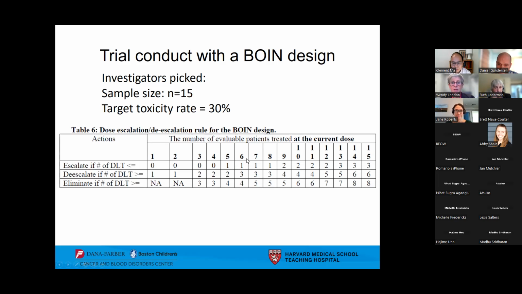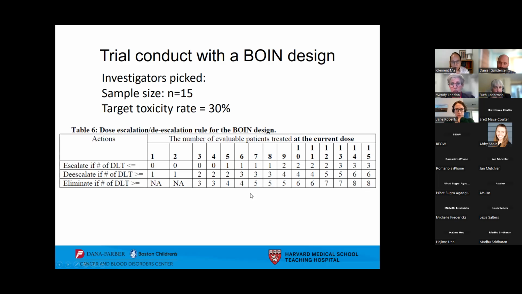So 6 patients who are being treated at the level. And then of those 6 patients, the investigator simply needs to look at the other numbers in the column to see how many DLTs have been observed in those 6 patients. And if there's 1 patient, then the recommendation from the Boyne design is to escalate to a higher dose level. If there are 3, then we de-escalate. And if there's 4, the Boyne design recommends eliminating this dose from further consideration.